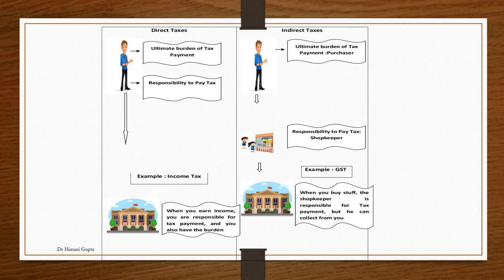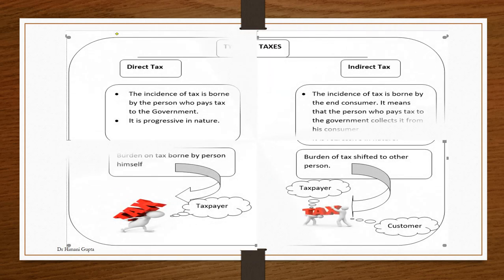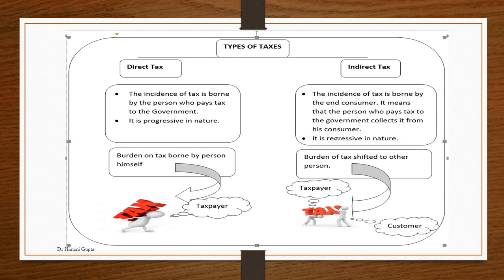An example is GST. GST is a newly introduced tax in India which was introduced on 1st July 2017. GST is known as Goods and Services Tax. Let's understand it in more detail.